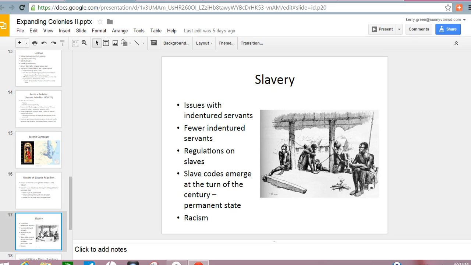Slavery is going to expand as we move into the later 1600s and into the early 1700s. It's really going to be a very significant development in the southern part of the colonies. It never takes off in New England. First off, you've got the Quakers who don't believe in slavery. They're going to be some of the earliest abolitionists.